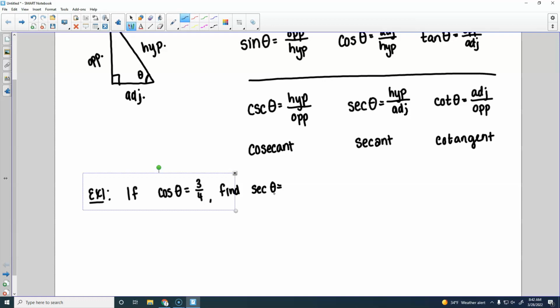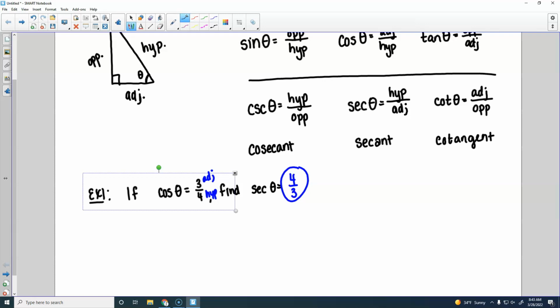So this should be really simple here, because I know cosine is 3 over 4. That means my adjacent side here would be 3. My hypotenuse would be 4, or at least in that ratio. So if I want to know secant, all I've got to do is just flip that, because those are reciprocals of each other. So I would get 4 over 3 for that. And so those are the most simple, is when they are actually the reciprocal identities of each other.